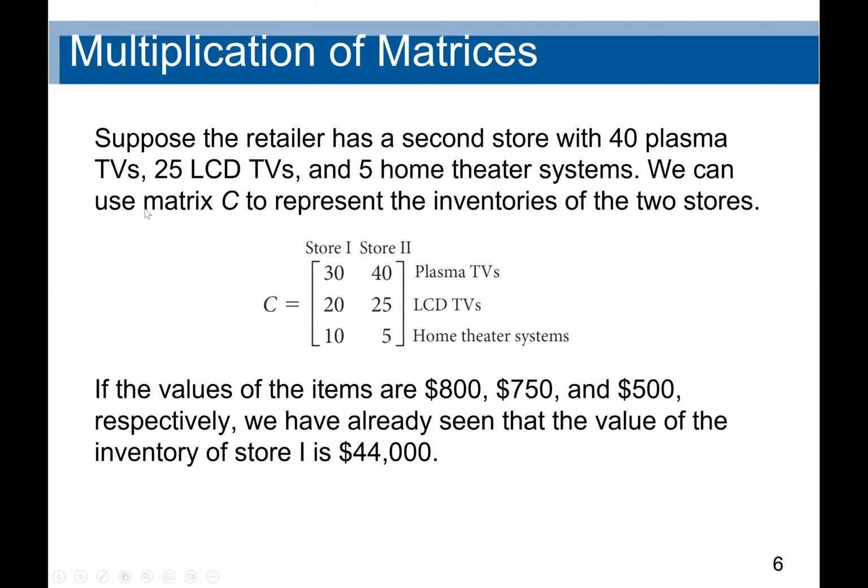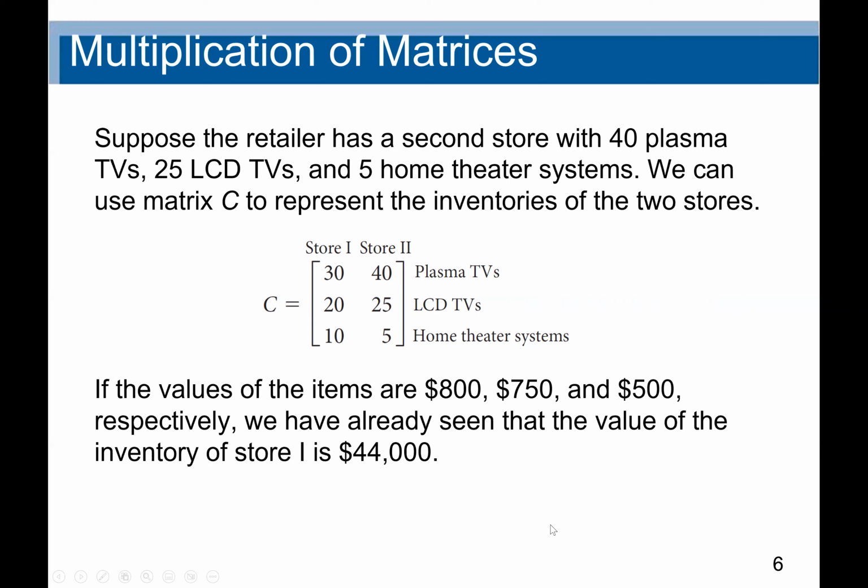So we have a second example. In the first example, we have only one retail store. Now, assuming we have a second retail store that has 40 plasma TVs, 25 LCD TVs, and also 5 home theater systems. So now we have matrix C with the quantity of items in store 1 and store 2. Store 1 has 30, 20, 10 from our first example. Store 2 has 40, 25, and 5.